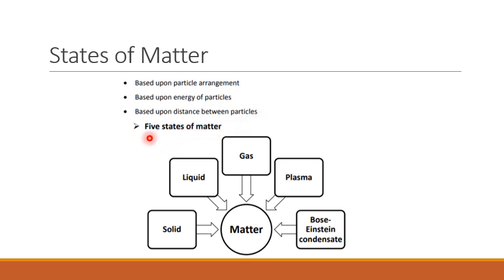Earlier you have learned that there are 3 states of matter, that is solid, liquid, and gas. These 3 states of matter exist under normal condition, whereas there are 2 more states of matter, that is the plasma state and the Bose-Einstein condensate. These 2 states of matter exist under very high and very low temperatures. So these states don't exist under normal condition.